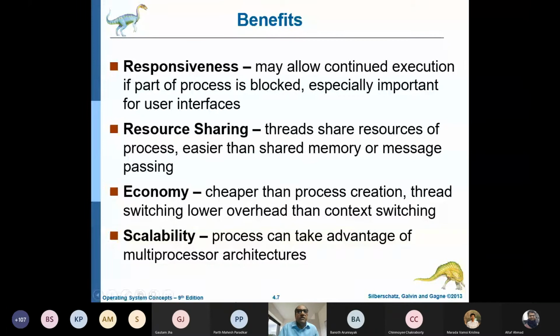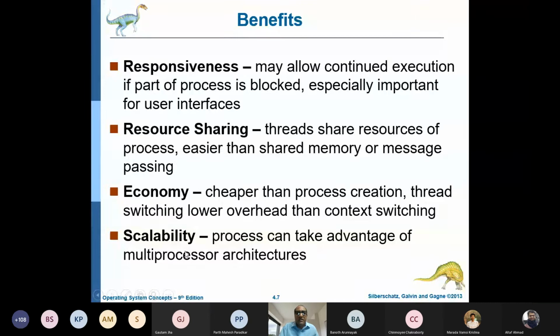Okay, fine, good. We are discussing economy. Economy basically means creation of a thread, managing the thread, and these things go under economy. It is the advantage related to the economy of using multiple threads compared to multiple processes.